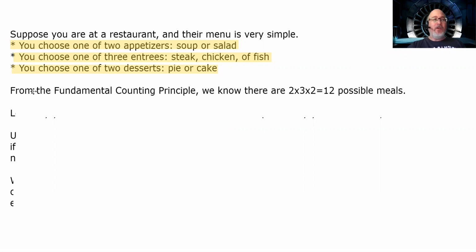In fact, from the fundamental counting principle, we know that there are 2 times 3 times 2 equals 12 possible meals. Remember how the fundamental counting principle works. If we are making a sequence of decisions and each decision has a certain number of choices, then the total number of ways we can make all the decisions is multiplying all the numbers of choices. For example, we're choosing one of 2 appetizers, one of 3 entrees, and one of 2 desserts. And so 2 times 3 times 2 is 12.